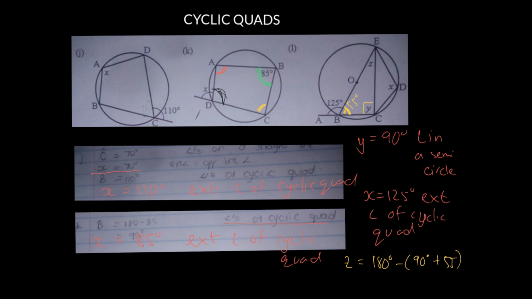So I should have written that next to it. I'm just running out of space here. So angle sum in triangle, and therefore Z would be equal to 35 degrees. Okay, and that's how you would have set it out.